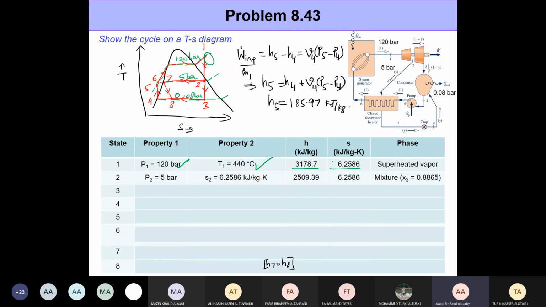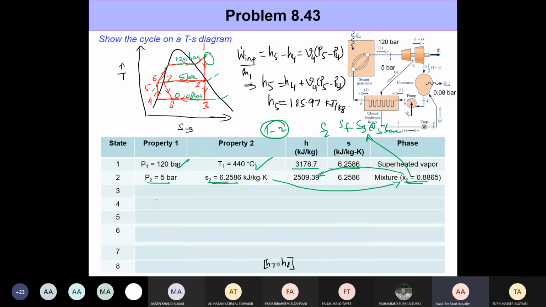We also get the entropy, simply because we know that the process 1 to 2 is an isentropic expansion. So S1 is equal to S2. And we know the pressure at state 2. It's 5 bar. So using these two pieces of information, we are able to locate state 2. We determine the mixture quality at state 2, and we use that to determine enthalpy. How do we determine X2? Well, we make use of the fact that we know the entropy at state 2, and we know the values of SF and SG at 5 bar, which we get from the table. So that's how we get it. We have done this several times before, so you know exactly how to do it.